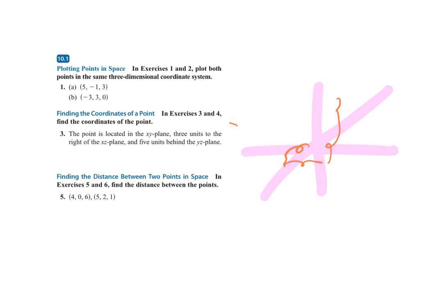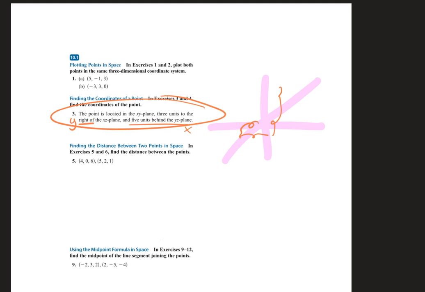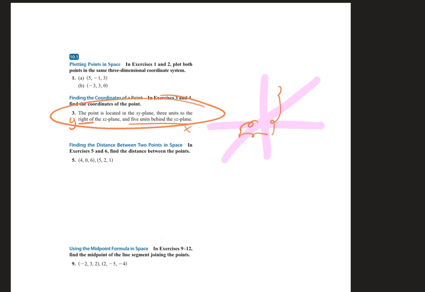And the other is like this. You'd have to be able to understand those words, right? If it's located in the XY plane, I don't even worry about that. 3 units to the right, that's your Y. 5 units behind, that's an X, and that would be negative. And then it doesn't say up or down at all, so the Z would be 0. If you want to screenshot the one that's on your warm up, you could. That's the one that's on your test.